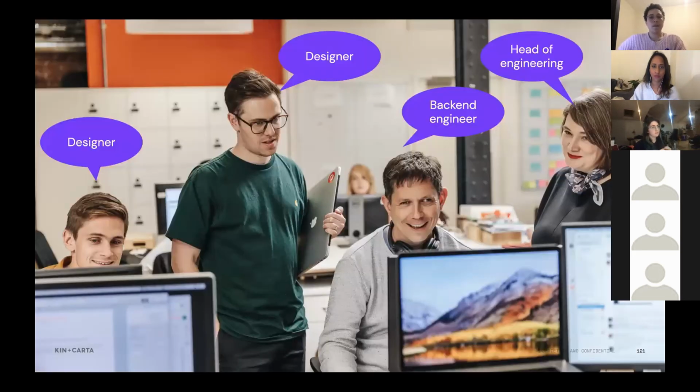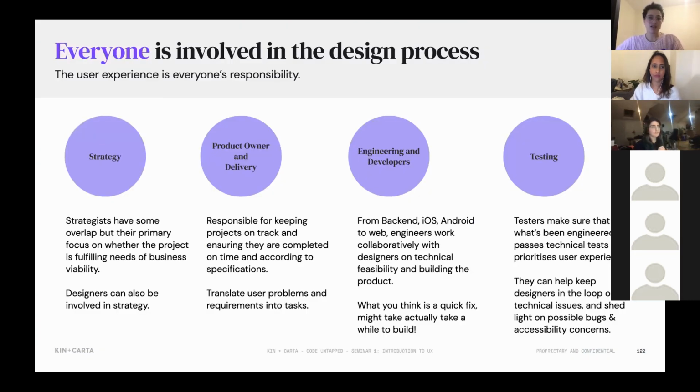And depending on what company a designer works in, there are a number of different roles that you might work alongside when designing and building a product. So we have strategists, and I won't go into all the details because we're going to be sharing these slides with you anyway, so you'll be able to read in a bit more detail as to what a strategist does. We've got delivery team and product owners. We've got engineers who are also known as developers, and we've got testers who make sure that everything is working as it should.